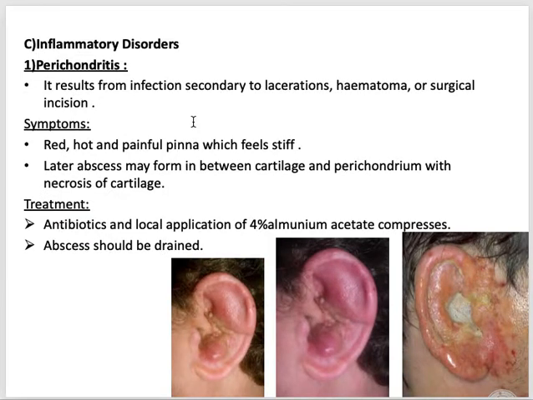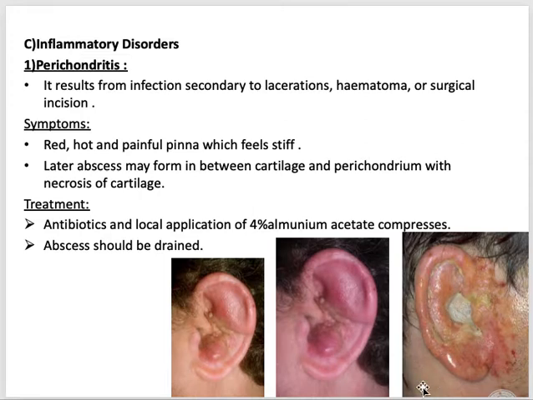Then there could be inflammatory disorders, as you can see over here: perichondritis, which is the inflammation of the perichondrium. It results from infection, secondary to some sort of injury like laceration, hematoma, or surgeries. This infection can spread inside the canal, which is called otitis externa. We are going to cover this in this lecture as well. Pseudomonas is a very common pathogen, and most of the time it is mixed pathogens as well.